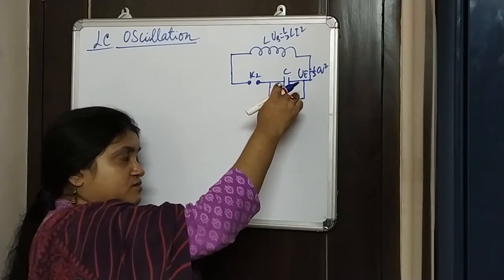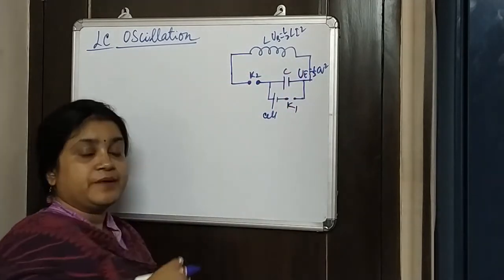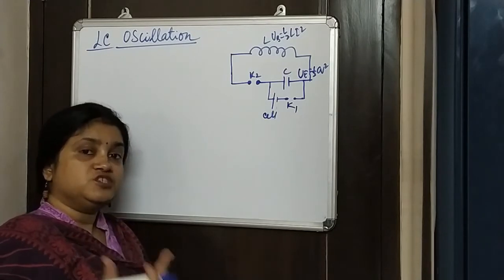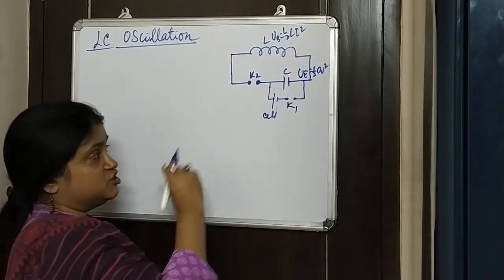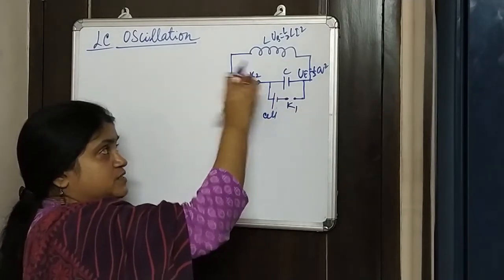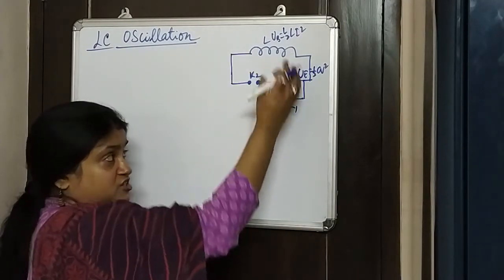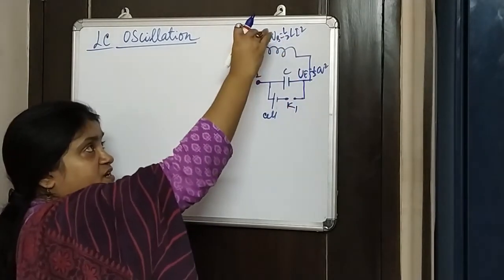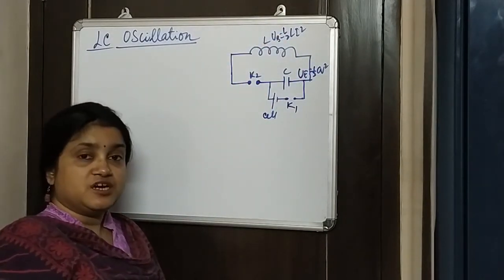When this key is closed, the cell would start to charge the capacitor, right? So in the first case the capacitor would start to charge. Once the capacitor is fully charged, we are opening up this key and closing this particular key, right? So now the capacitor is charged and this part is disconnected, and the circuit is only the capacitor and inductor, whereas the capacitor is fully charged.